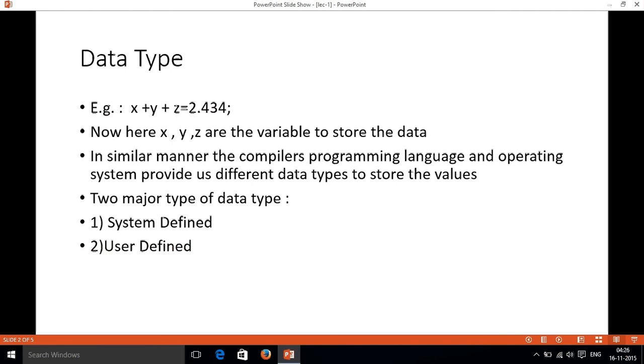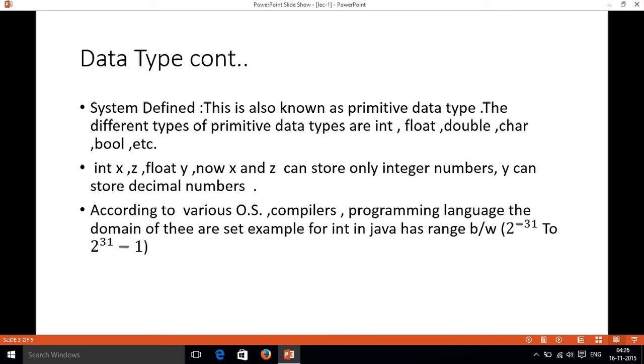Now in the similar manner, different programming languages provide us different data types to specify the value we want to store. So for that, there are majorly two types of data type that are defined. First is system defined and the second is user defined. System defined is also known as primitive data type. In primitive data type, we have int, float, char, bool, etc. data types provided by the programming language so that we can store any value specifically defined.